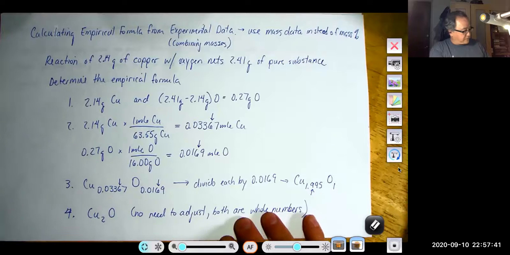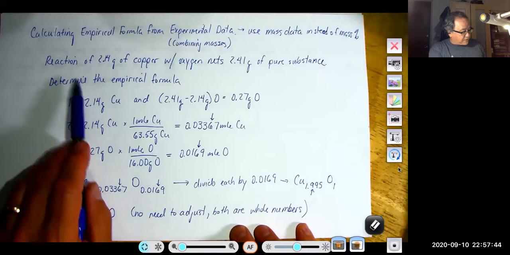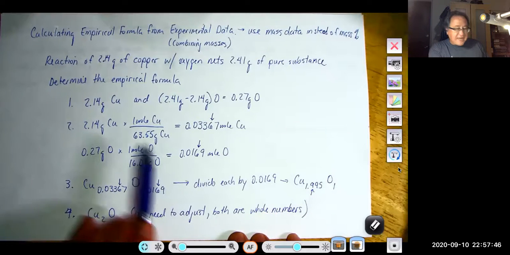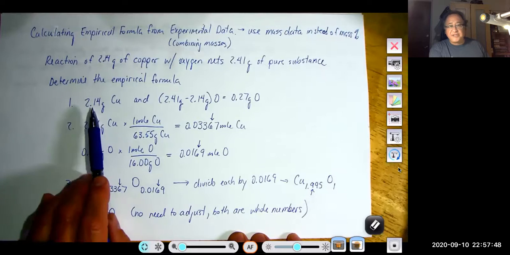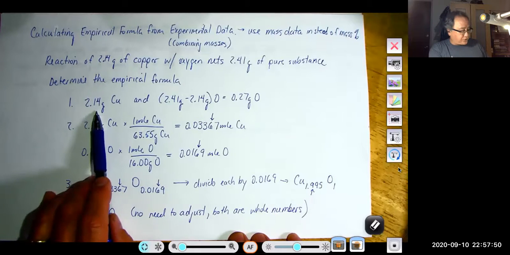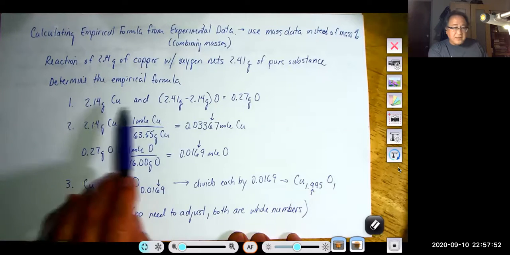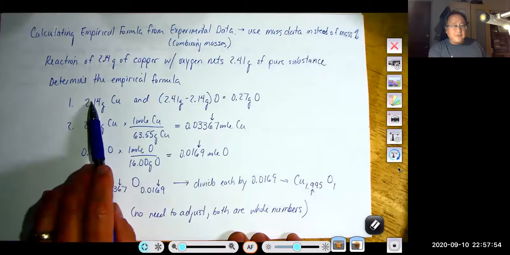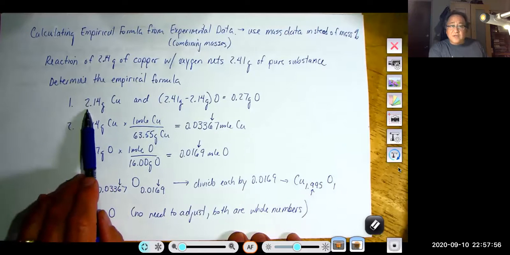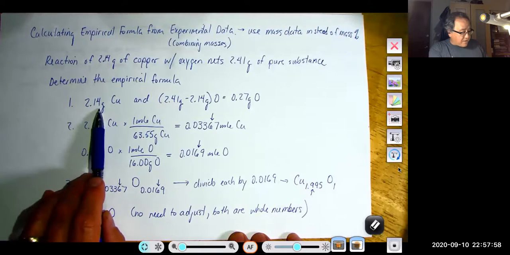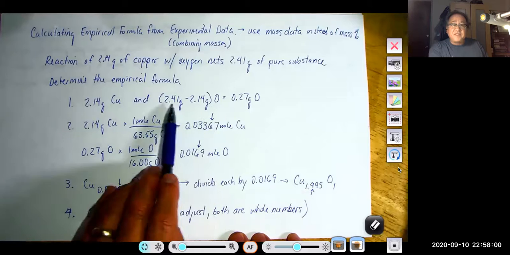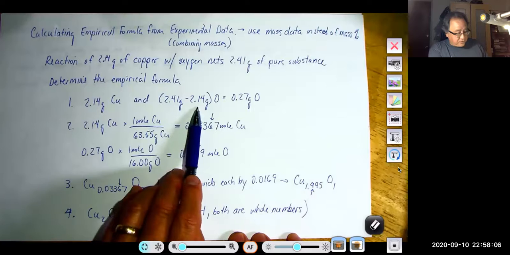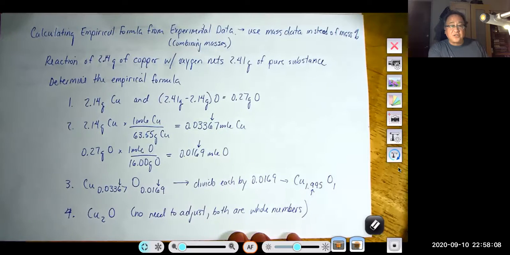Okay, so here what we're going to do is instead of taking the percentages and turning that into moles, we're going to find the grams of each element. So if there's 2.14 grams of copper in the product, then the amount of oxygen must be the difference between the mass of the product and the mass of the beginning copper. So we have 0.27 grams of oxygen.